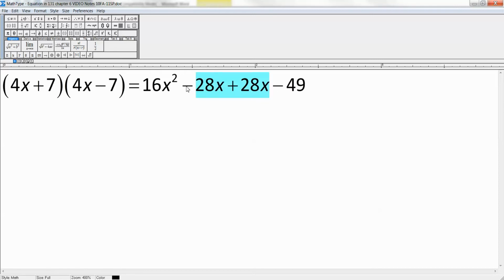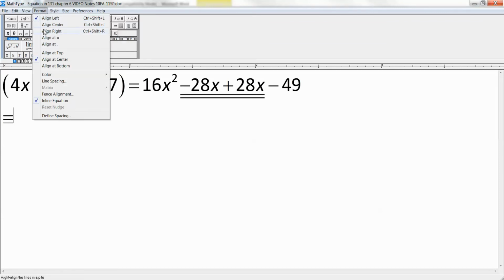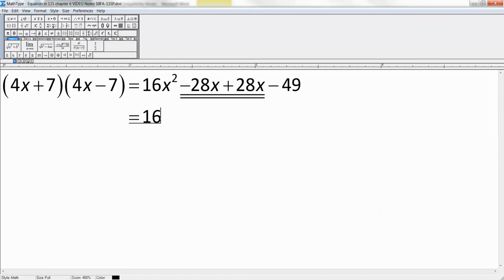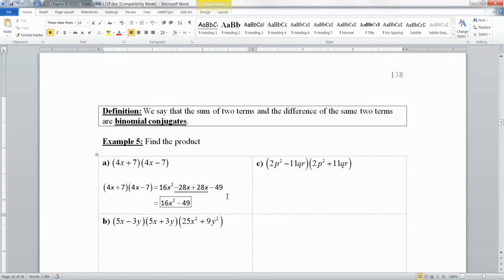And you'll notice these two in the middle, minus 28 plus 28, that happened because one was an addition and one was a subtraction, right? Okay, so what that's going to mean is it's going to disappear, because if you have minus 28 plus 28, it's gone. It makes 0. And you're left with 16x squared minus 49. That's what happens when you multiply conjugates by each other.